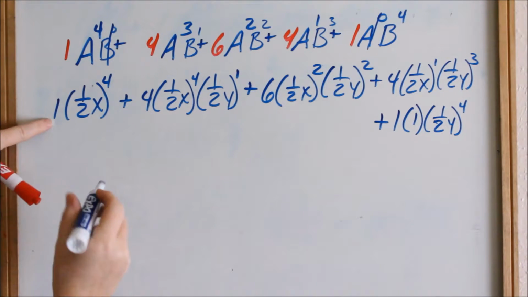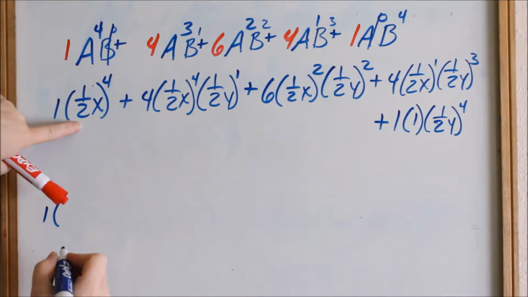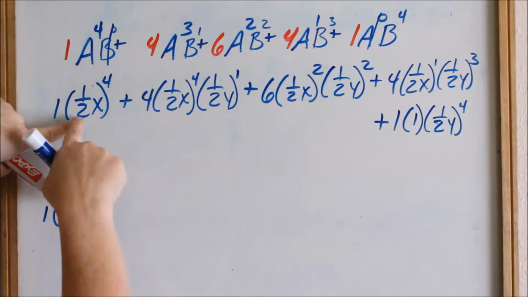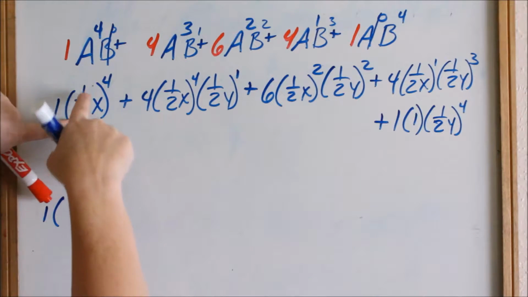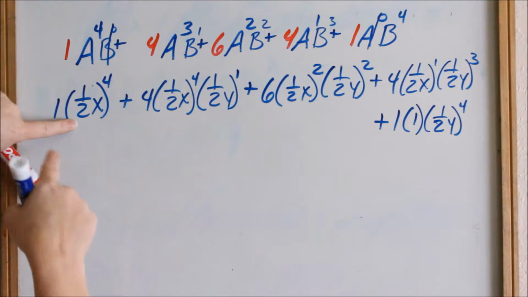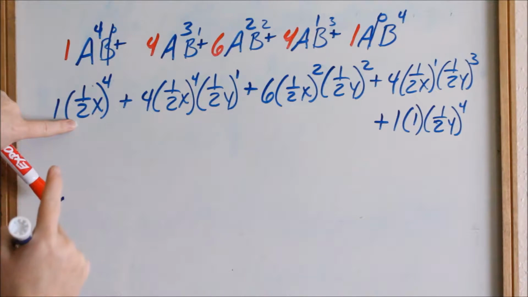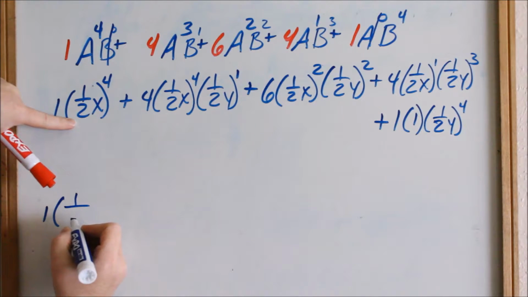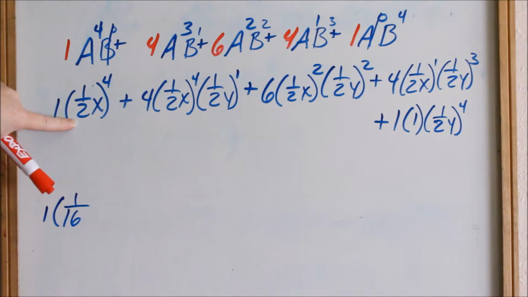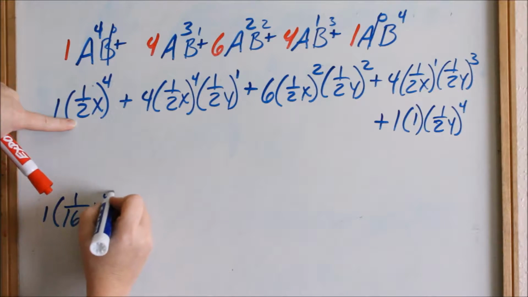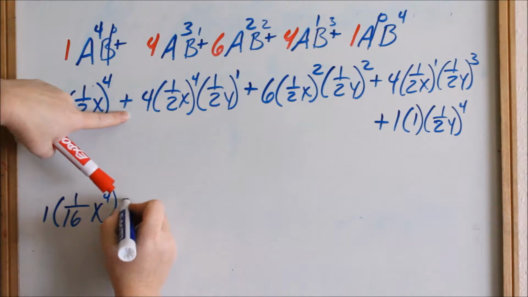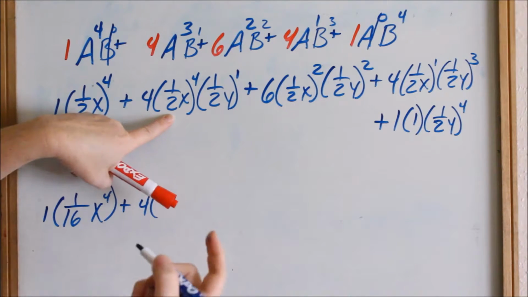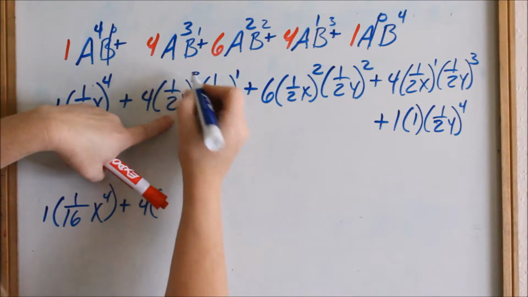So right here we have 1 times 1/2 x to the 4th. Each thing has to be to the 4th power. 1/2 to the 4th means I will do 1 to the 4th and 2 to the 4th. 1/2 to the 4th means 1/2 times 1/2 times 1/2 times 1/2. That is 1 over 2 times 2 is 4, times 2 is 8, 16. Okay, that would be 1/16 x to the 4th, plus 4 times, that should be 1/2 cubed.